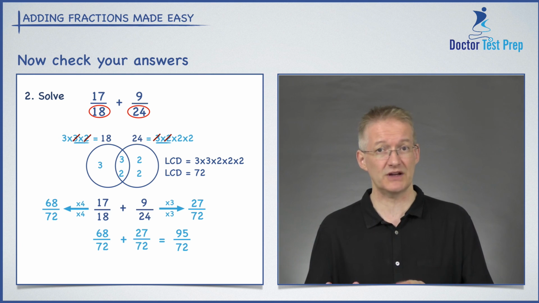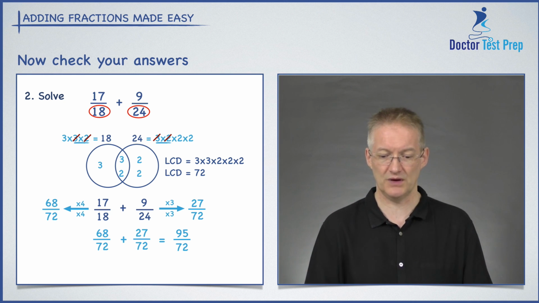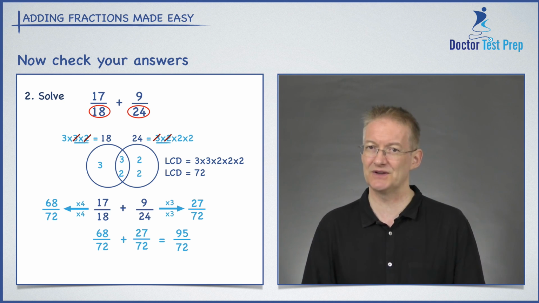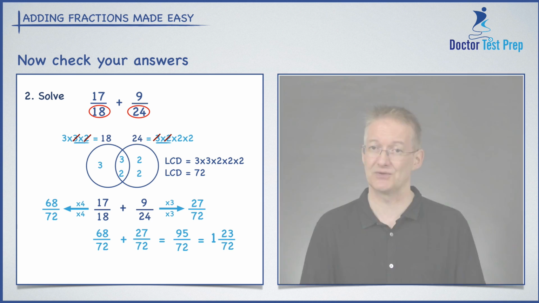Now that's an improper fraction, remember? So I need to make that into a mixed number. 72 divides into 95 once and I have 23 left over. So my answer is 1 and 23 over 72.